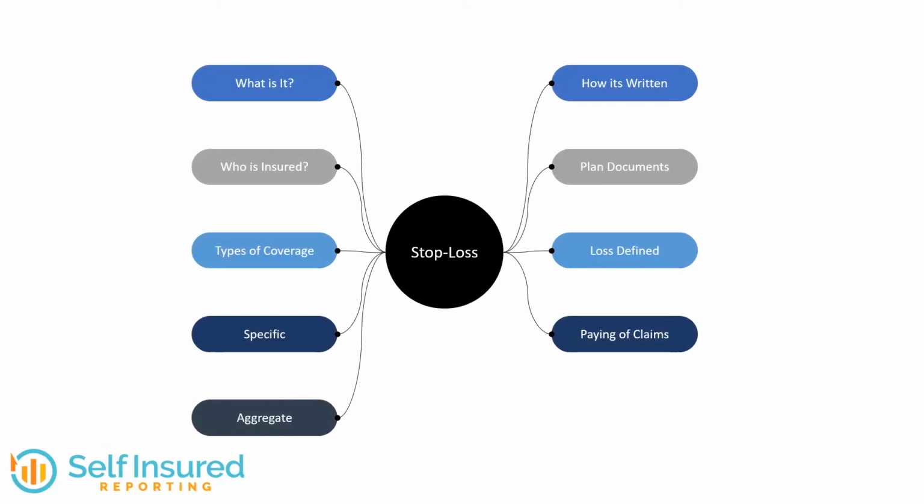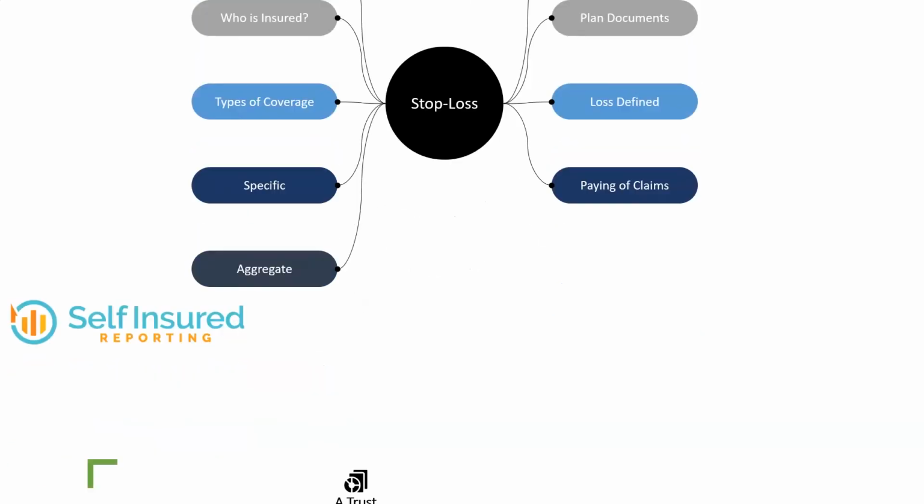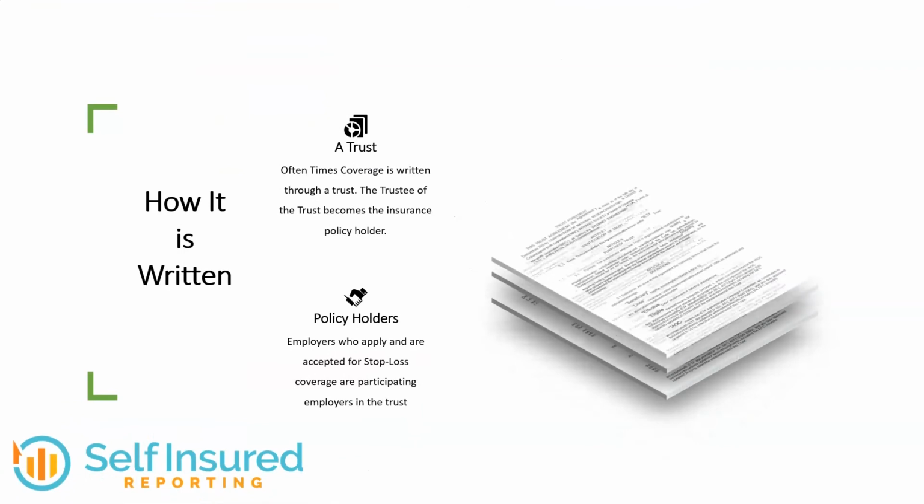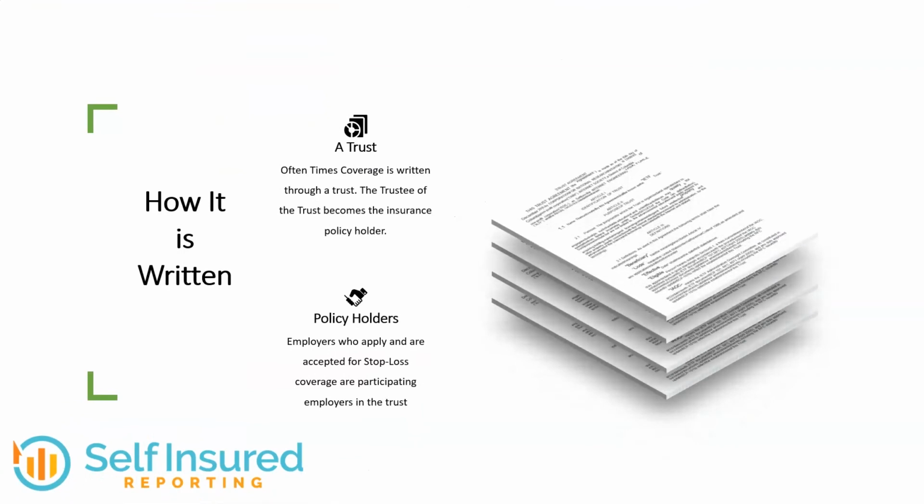Alright, now let's dig a little bit deeper. How are these plans written? Oftentimes, coverage is written through a trust. The trustee of the trust becomes the insurance policyholder. Employers who apply and are accepted for stop-loss coverage are participating employers in the trust.